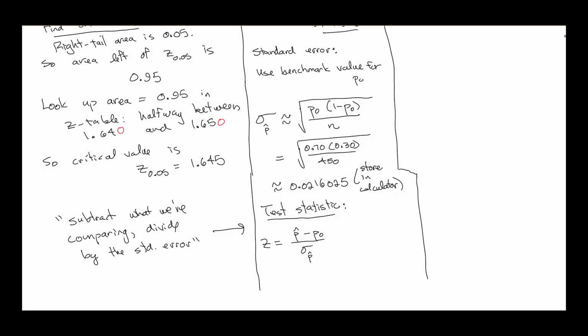Okay, so here this is going to give me, what's my p hat? 0.72 minus 0.70, and then I divide by this number, but I'm not going to retype it. I'm going to use the stored value that I retrieve in my calculator. So if I stored it in A, I'll tell my calculator to go and do value A. And so this turns out to be about 0.926.